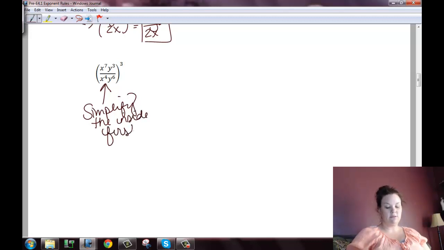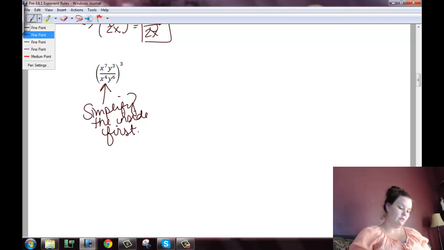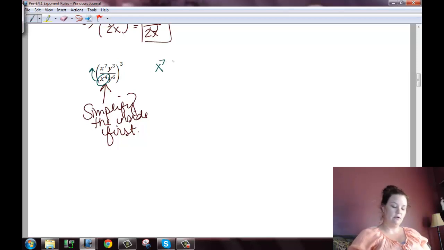Okay. And the reason I'm doing that is that just makes it less to distribute that power to. So if I look at my x's, notice for my x's, I'm going to move my bottom x up. When I move my bottom x up, that leaves me with an x to the 7th that I already had on top. And when I move x to the 4th across the fraction line, it becomes x to the negative 4th. Okay. Then I want to do the same thing with my y's.